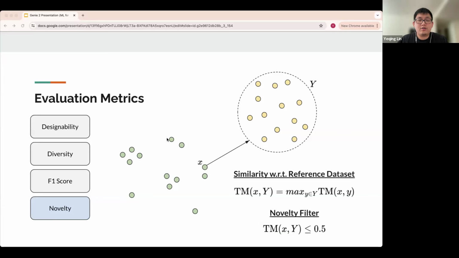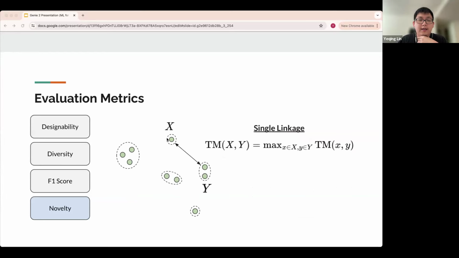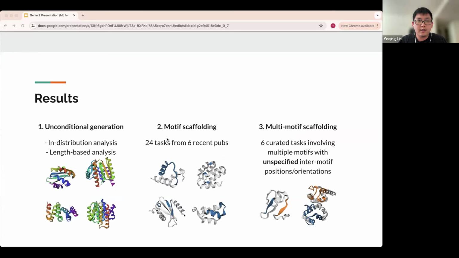And we consider structures to be novel if the distance is less than 0, that is, if the TM score is less than 0.5. Finally, we perform a similar strategy to what we do in the diversity part. We do some form of clustering, and novelty is computed as the number of final novel unique clusters out of the total number of generated structures. Yeah, with this, I will pass it to Minji, who will talk about the results part. Minji.